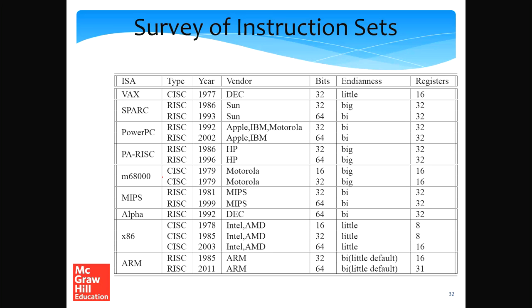So let's have a brief survey of instruction sets. Almost every processor vendor has created its own instruction set. Let's go way back to 1977 when the VAX instruction set was created. It was a very complex instruction set with a lot of instructions. It had 16 registers, and it used a little endian format.